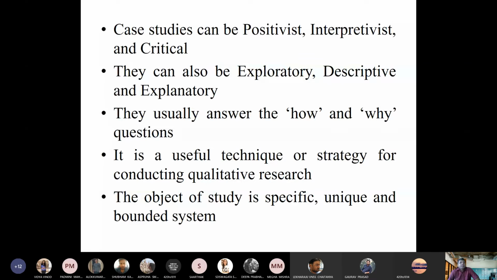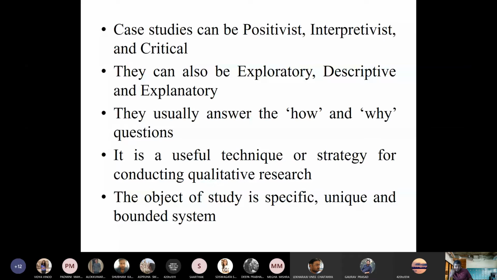So case studies can be positivist, interpretivist, and critical. Means you can take a positive case study. Suppose I am looking at a person who is very successful in agriculture, I am thinking about things from a positivist perspective and looking into how he improved. Okay.